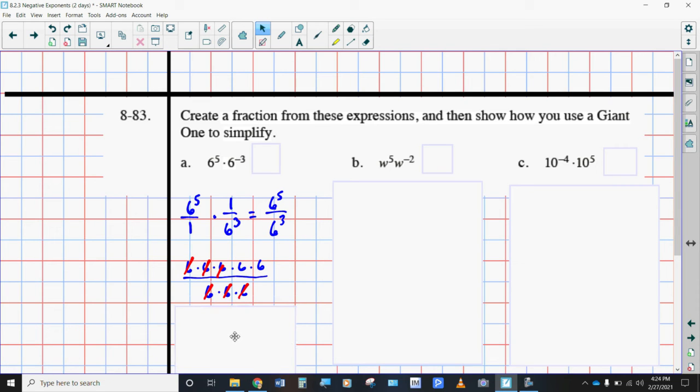So if we expand that out, 6 times 6 times 6 times 6 times 6 in the numerator and 6 times 6 times 6 in the denominator, and then search for our giant ones, cancel out the common factors, what are you left with? You're left with 6 to the second power. So that is the answer to this problem.